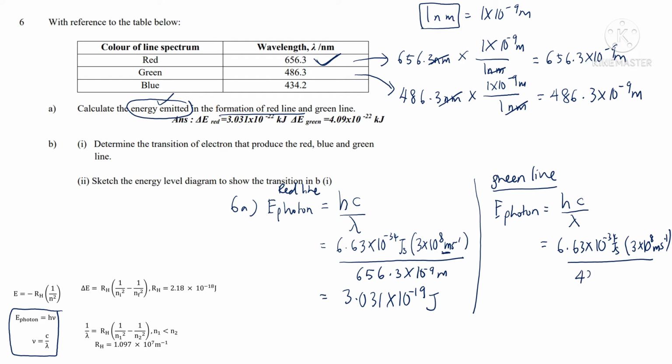Then substitute into the equation to give us the energy of photon that produces the green line as 4.090 times 10 to the power of negative 19 joule. Again, the question is not asking in kilojoule, so you can just leave your answer in joules.